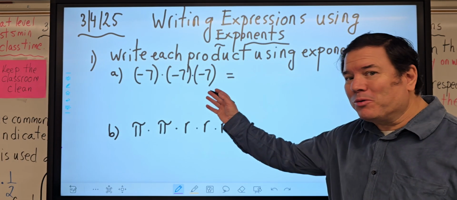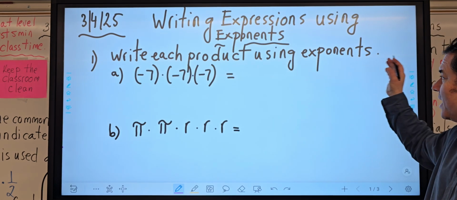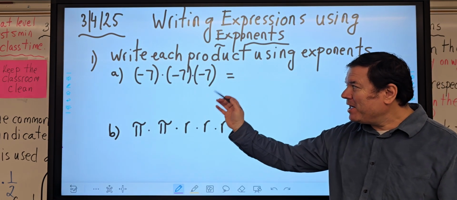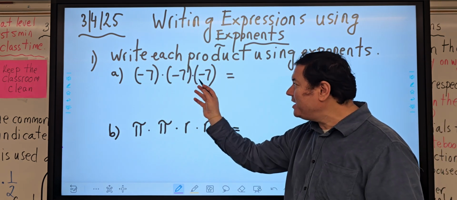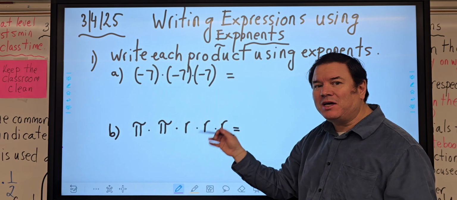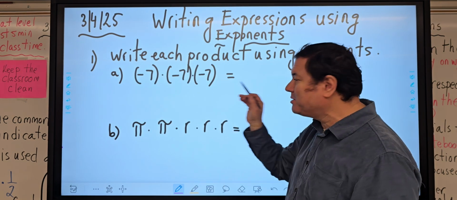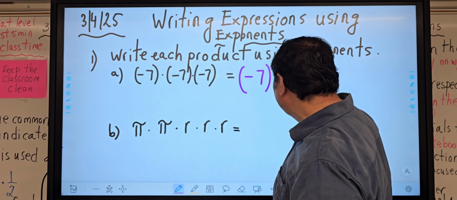Today we are going to write expressions using exponents. So let's take a look at our first example here. We have: write each product using exponents, and we have A and B. For A we have -7 in a parenthesis times -7 in a parenthesis and times -7 in a parenthesis. Because we multiplied -7 3 times, our answer is -7 to the power of 3.